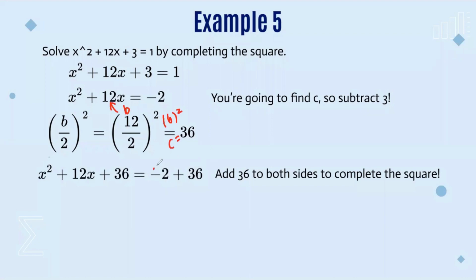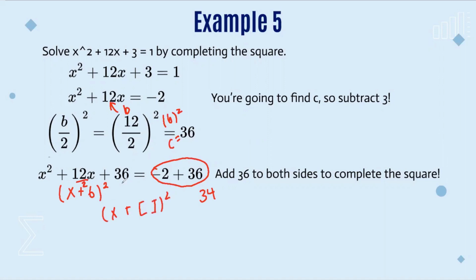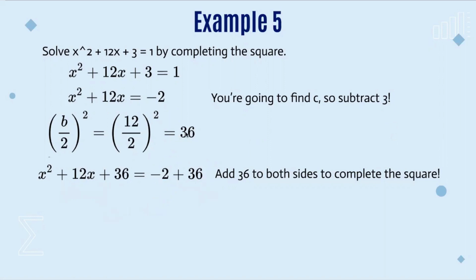And now you can simplify negative 2 plus 36. This would just be positive 34. And you can also factor this out. So this would be x plus 6 squared, since half of b would just be 6. And then I'm following the format of x plus a value squared. And that would be your factored form. So your simplified equation would be x plus 6 squared equals 34.